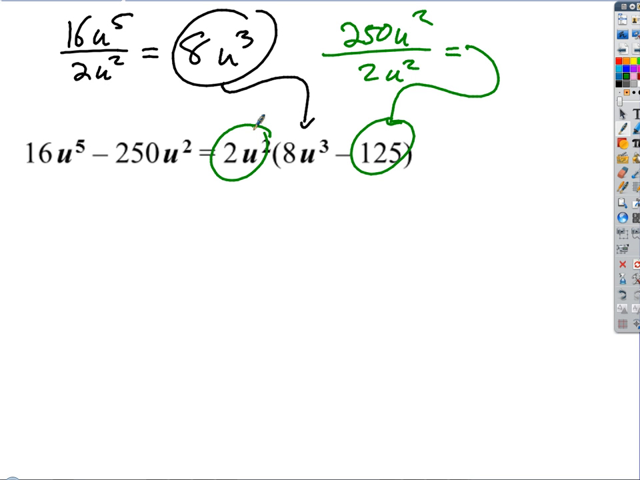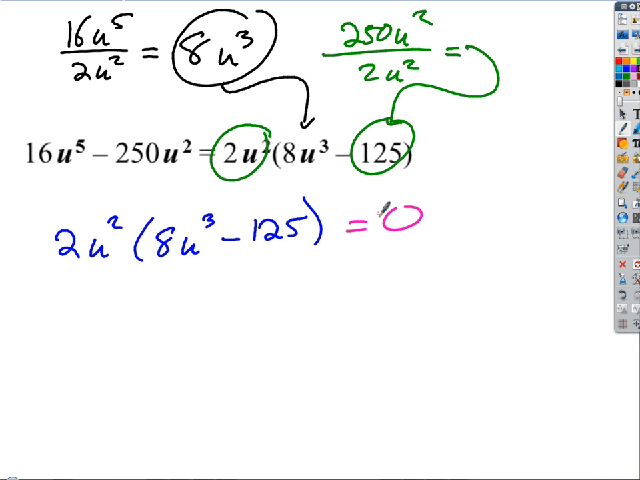Okay, so let's keep going with this then. So now we're down to this point right here where we've got 2u squared times 8u cubed minus 125. And just pretend that the reason we're doing this is that we're trying to solve an equation, right? We got to set equal to 0. Now here's how we can think about this. As we factor these great big monsters, certain parts of this we're going to finish, and other parts we're going to have to keep going with.